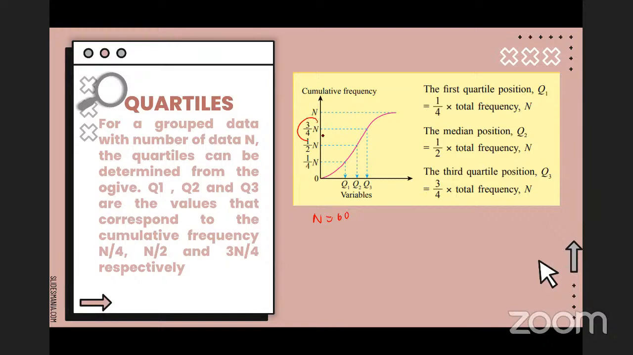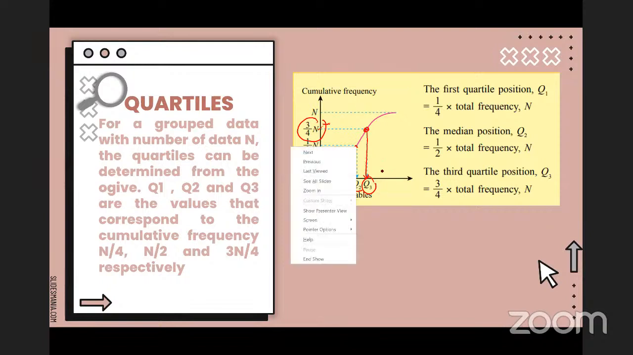So 3/4n will be the 3/4n when you link it to the ogive here and you correspond it to the number over here, and this will be your quartile 3. All right, and same goes to n/2, when you link it to here it will be your quartile 2, and n/4 will be your quartile 1. So you have to link it to this ogive and bring it downward, and you will see what is the number over here, and this number will represent your data.